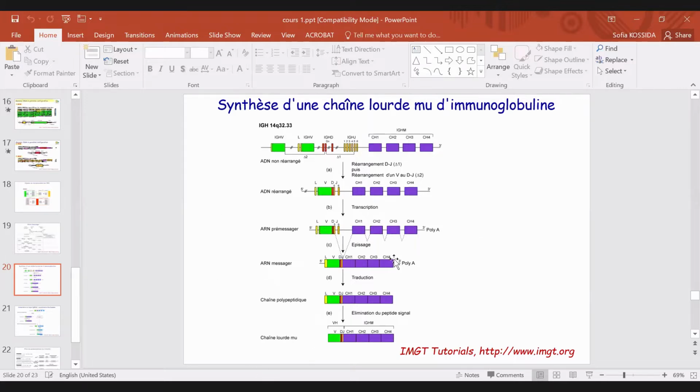If you follow the steps of molecular biology, the central dogma in biology, we go from DNA to RNA to protein. It's only, as we said, multigenic families. There are several V, several D, several J, and there are 2 rearrangement processes that will take place. The first one, DJ, I repeat. The second one, V with DJ. And then we have the pre-messenger RNA, we have the elimination of the leader peptide, this L here, and then we have the heavy chain.